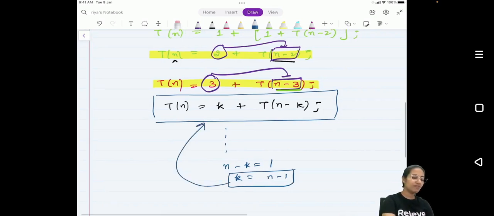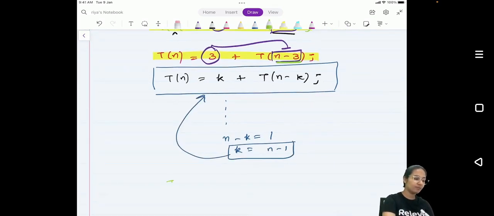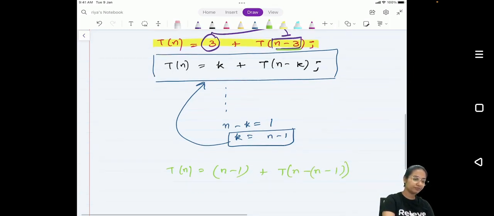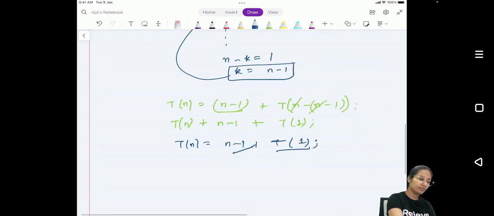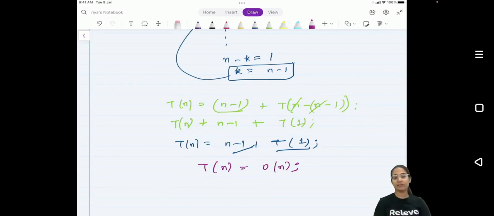Now I will substitute the value of k back here, and that will give me T of n minus 1 plus T of k value, which is what? n minus 1, correct? And over here we will have n minus 1 plus, this cancels out, T of 1. T of 1 is again a constant, you can consider it 0, and hence in the end the overall complexity is n minus 1 plus T of 1. This minus 1 can be ignored, and hence the total complexity is going to be O of n. Clear to everyone?